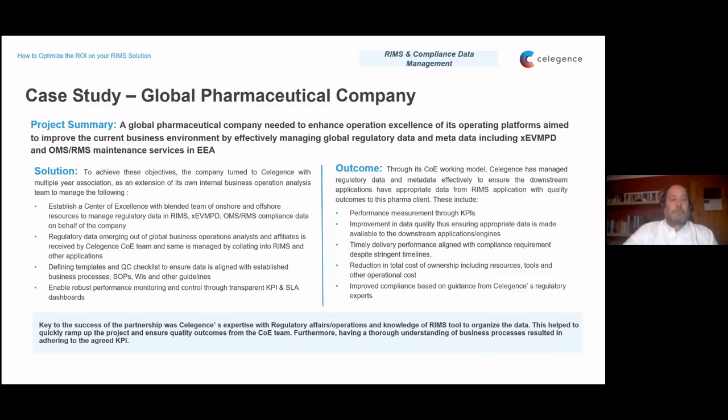In this RIMS and compliance data management case study, a major global pharmaceutical company was looking to enhance their operating platforms, aiming to improve their current business environment by managing their global regulatory data and metadata for XEVMPD and OMS and RMS maintenance services in the EEA. Using Celegence and our Center of Excellence working model, we were able to establish and define KPIs and deliver timely and high quality deliverables. Now moving on to the next one.